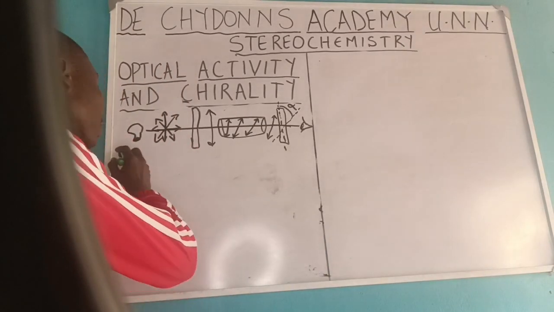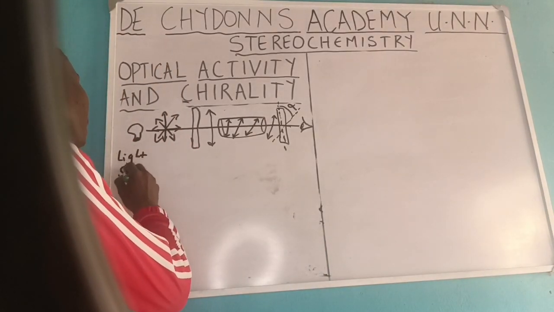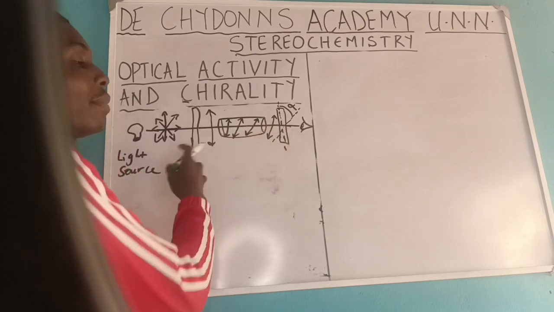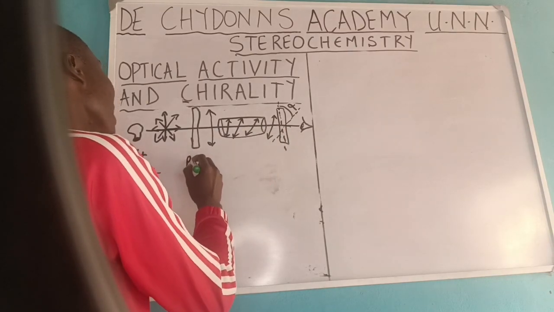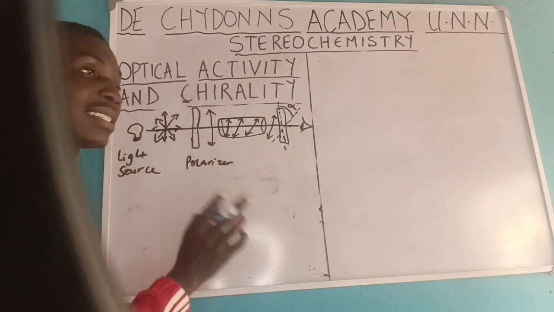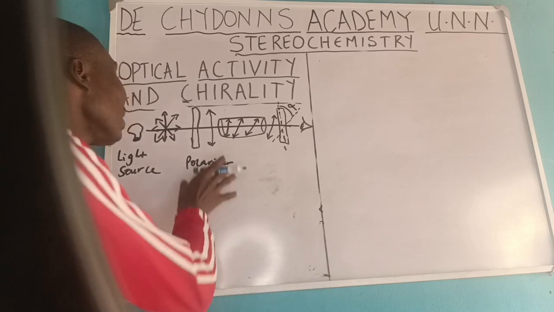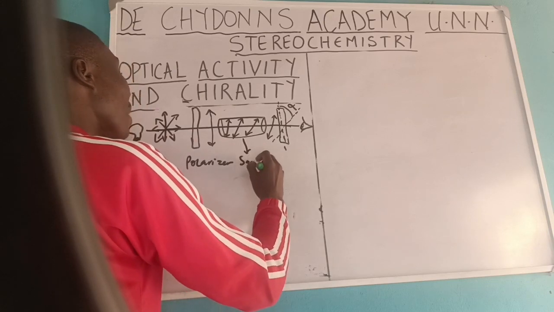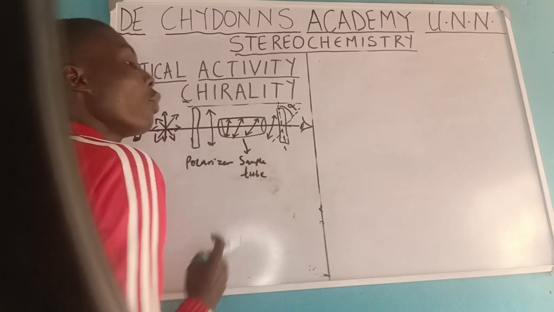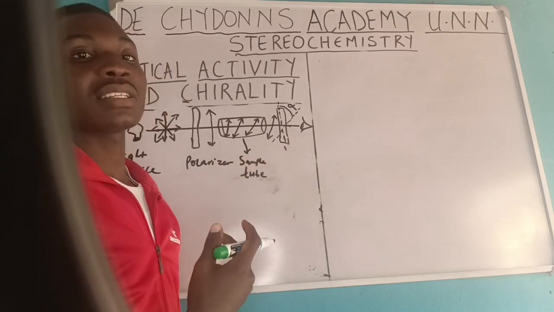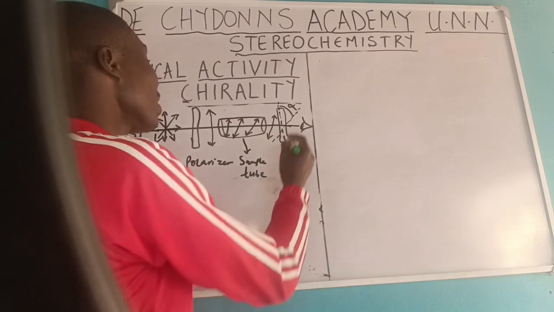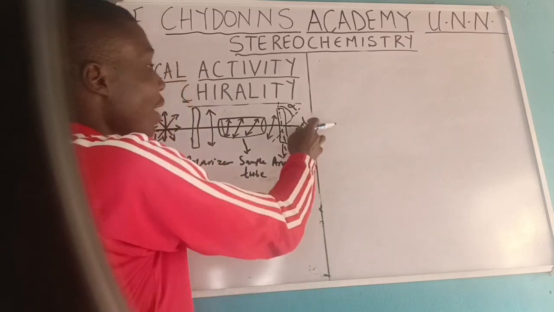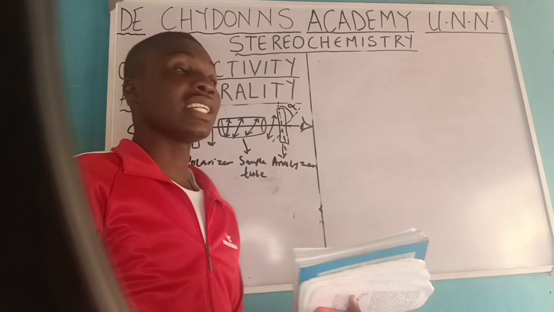We have the light source, and then we have lenses, which you can refer to as lenses, but they are polarizers. The first one serves as a polarizer. The one we are working with here is the sample tube. The sample tube is where you put the sample whose degree of rotation you want to understand when polarized light passes through it. Then this second polarizer is referred to as the analyzer. And then we have the human eye viewing it to check the angle or degree of rotation.